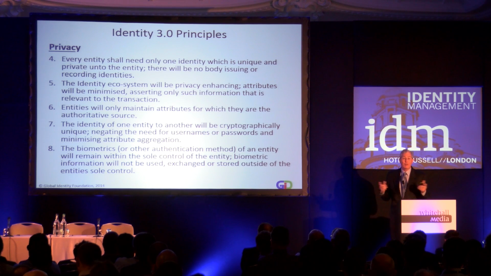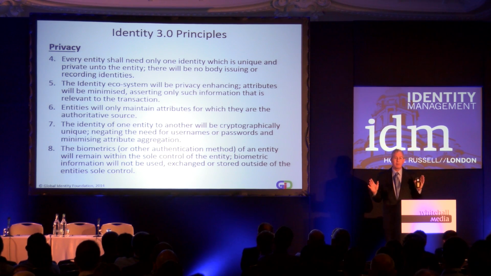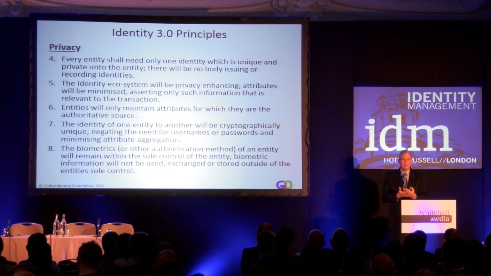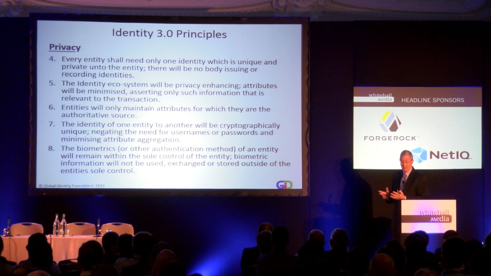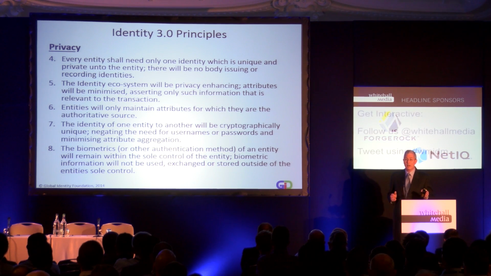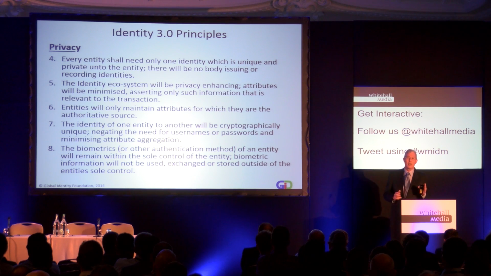Privacy. Every entity, and by entity, the reason I'm not saying people here is the work out of Jericho defines an entity as people, devices, organizations, code, and agents. 5 entity types. Every entity shall need only one identity, proof of sameness, which is unique and private unto the entity. And more importantly, there is going to be nobody issuing or recording identities. Because there are places in the world that is hazardous to your health.